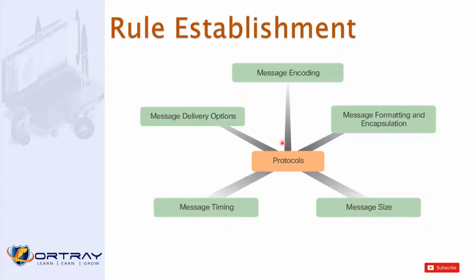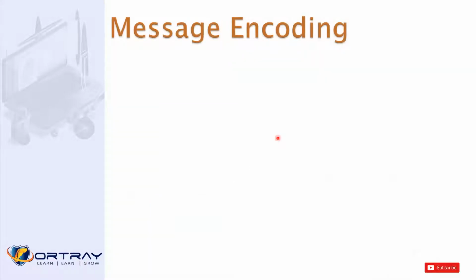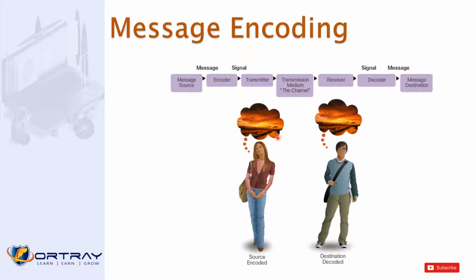What do we mean by message encoding? The source encodes and the destination decodes. Whatever you are encoding, the other side is decoding. You are sending a message, you encode it, there is a transmitter, then the transmission medium, the receiver, and the receiver decodes it. The person seeing the picture on one side, the other person should receive the same message on the other side as well.